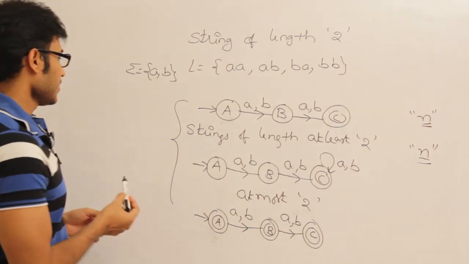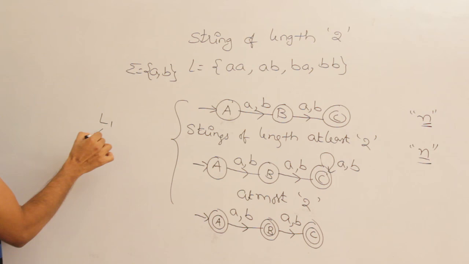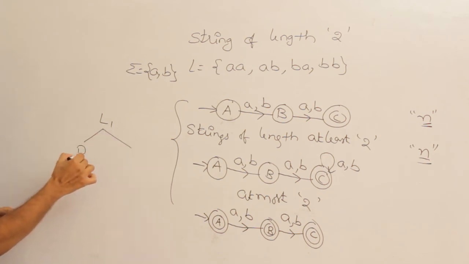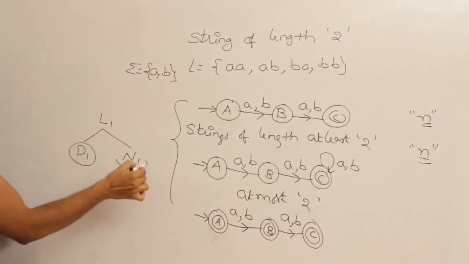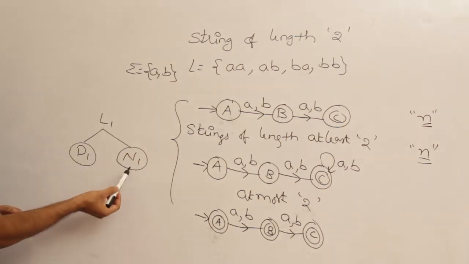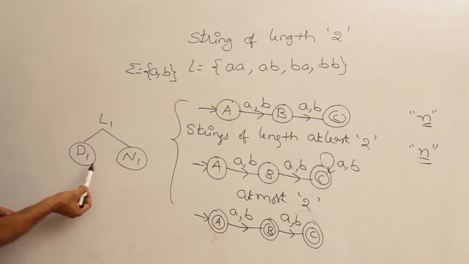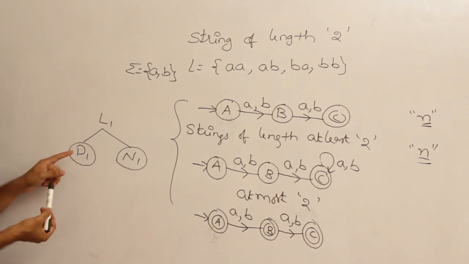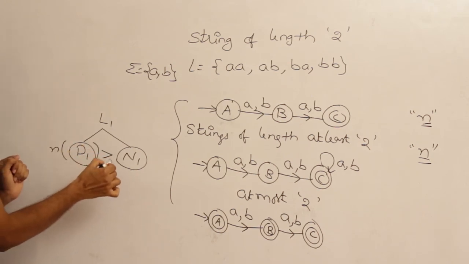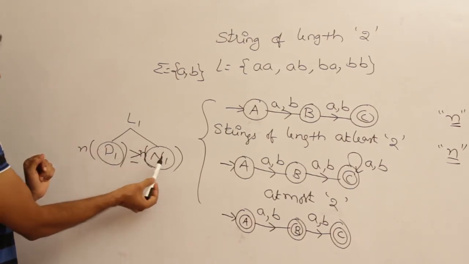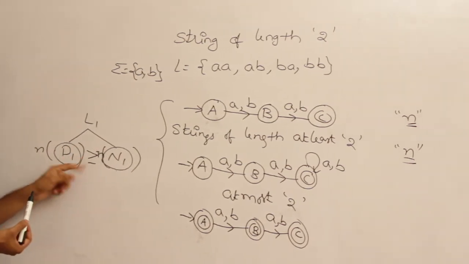For example, let us say there is a language L1 for which you are able to give a DFA D1 and an NFA N1. Then if both are minimal, you can argue that the DFA will contain at least as many states as the NFA, which means the number of states of the DFA will be greater than or equal to, in some cases equal, right? And the number of states in the NFA will always be less than or equal to.